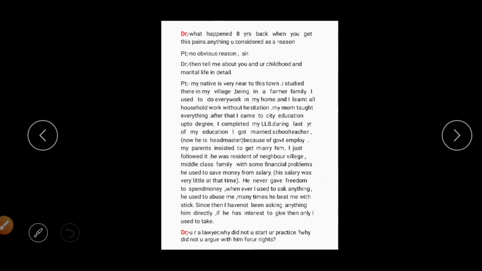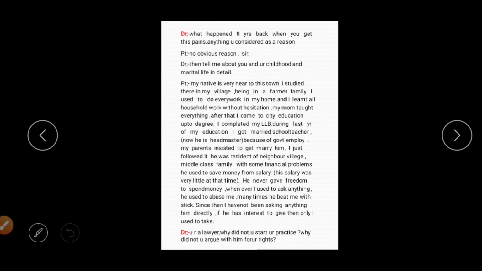The patient told me, sir, my native place is very near this town. I studied there in my village. I am from a farmer family, cultivation is my father's occupation. I used to do every work in my home, and I learnt all household work without hesitation. My mom taught everything. After that I came to the city for education up to degree.